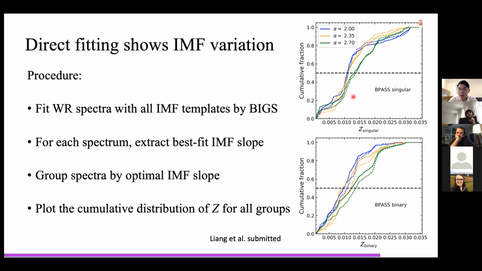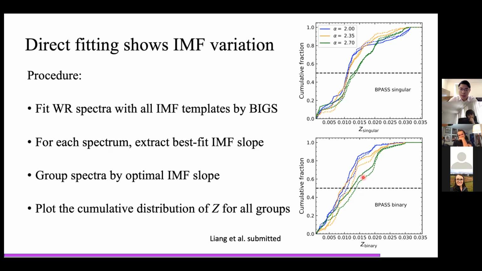So you can see the green line represents the steepest IMF of 2.7. And it seems in the central region here, the steepest IMF tends to rise later in the metallicity domain. This means it slightly favors the higher metallicity compared to the blue and orange line. And this is also true in the binary case. The green line of 2.7 IMF slope rises at higher metallicity. So this also reveals a potential trend in this correlation.